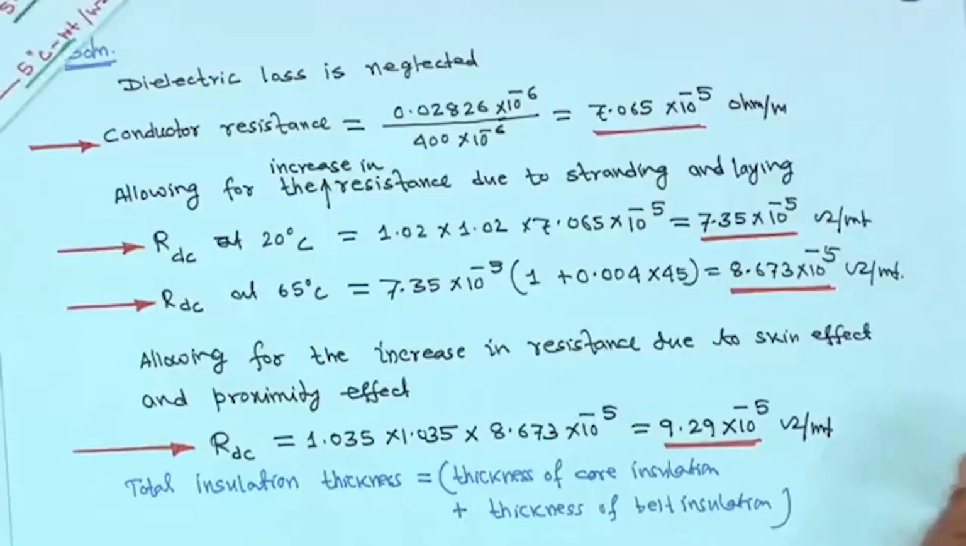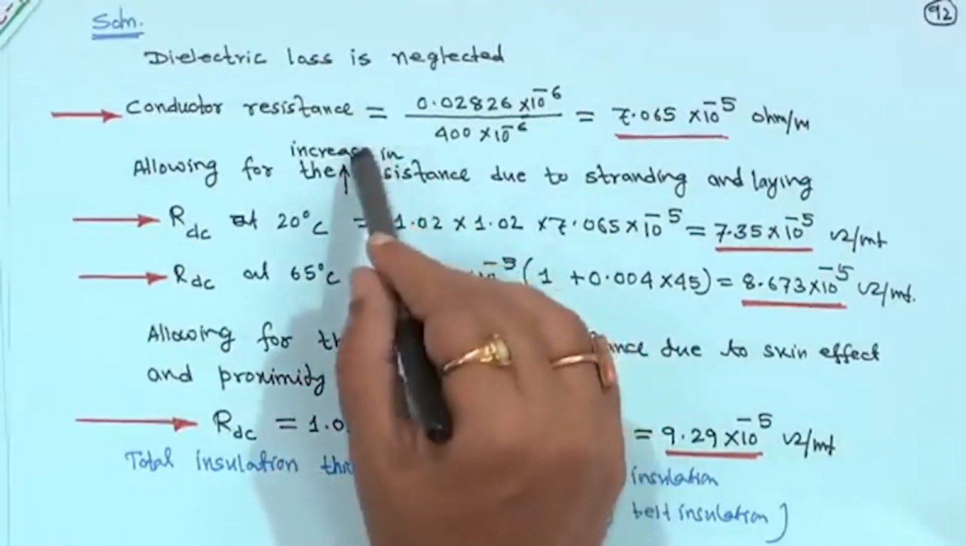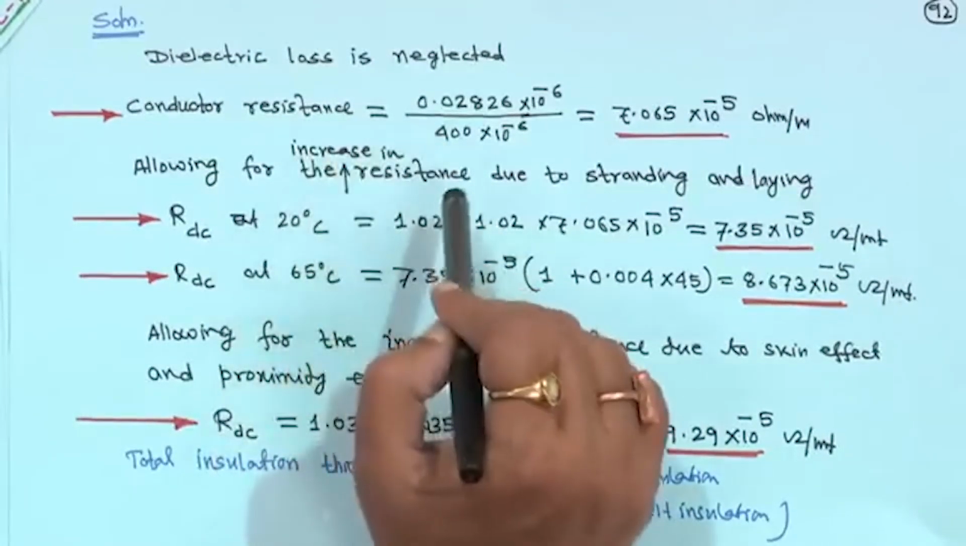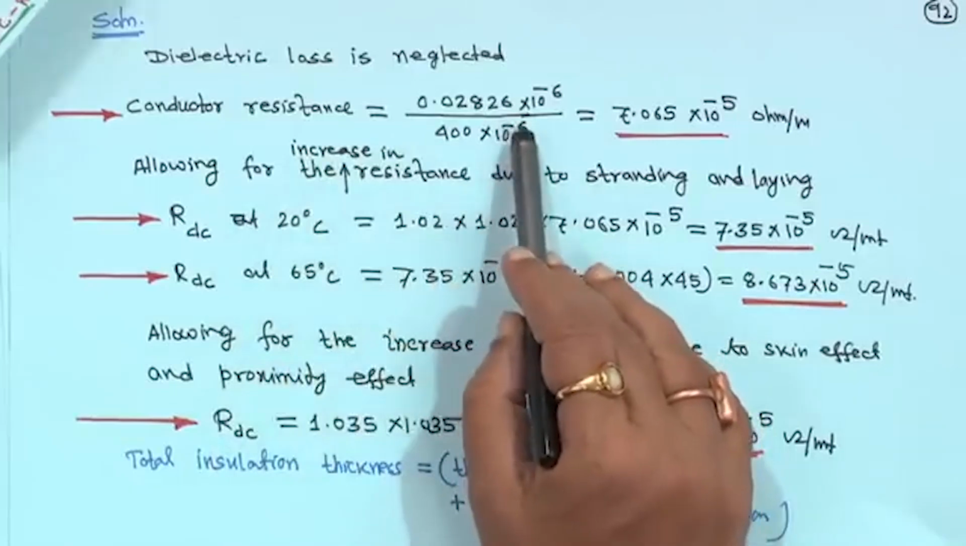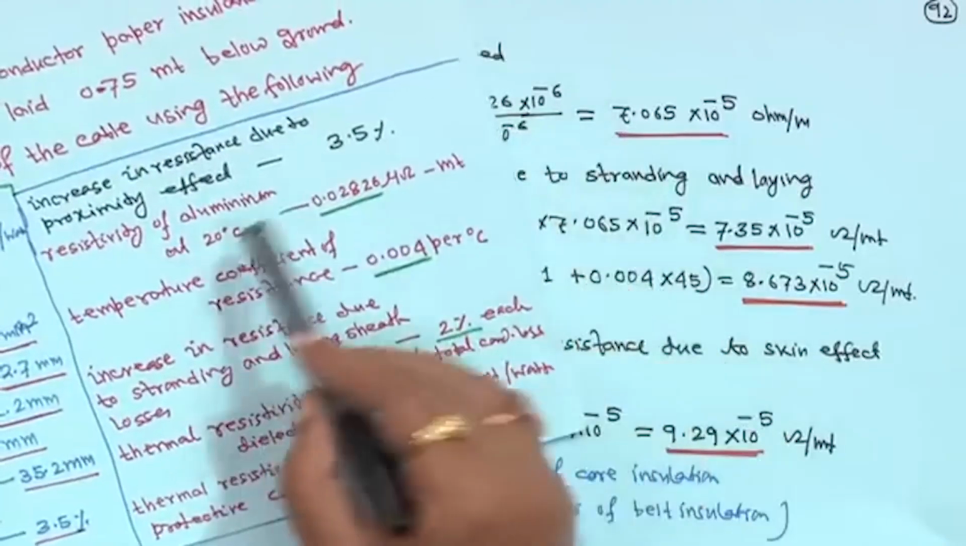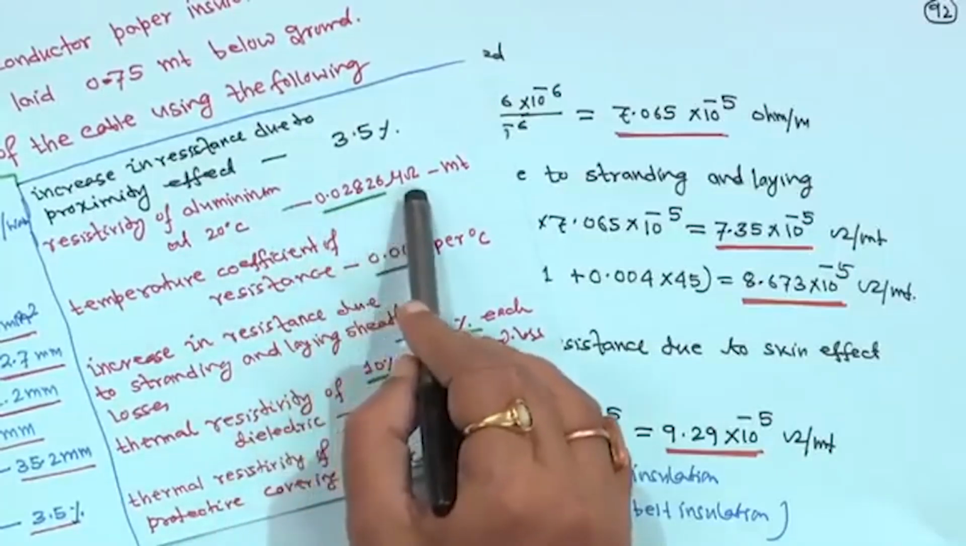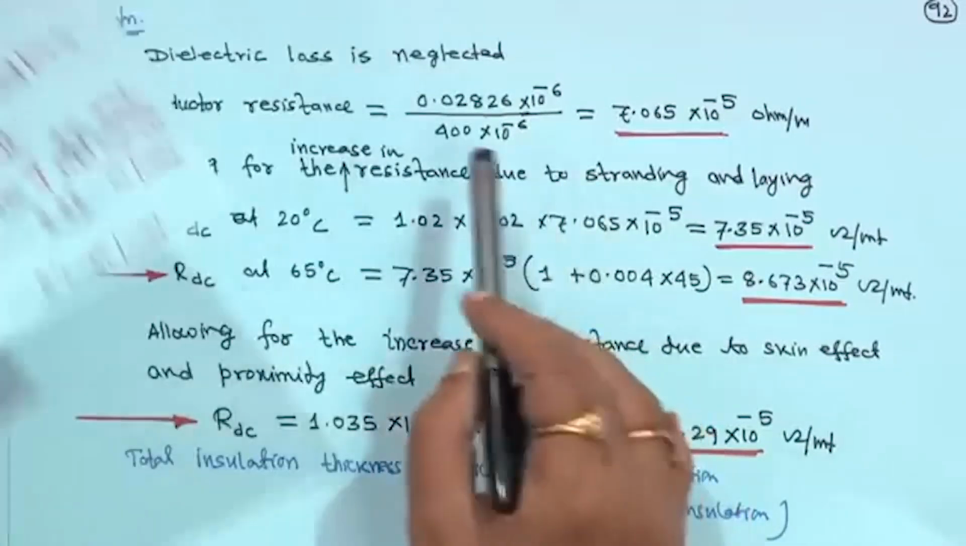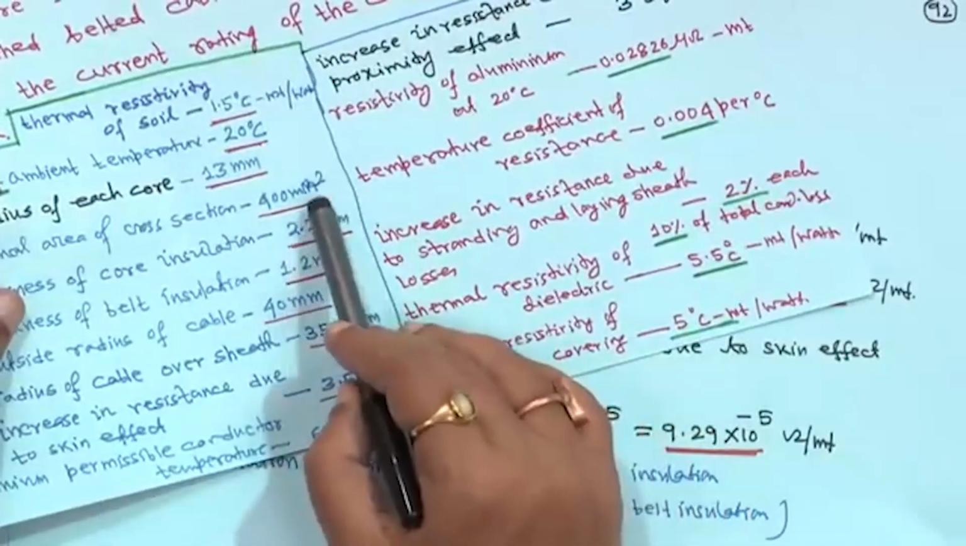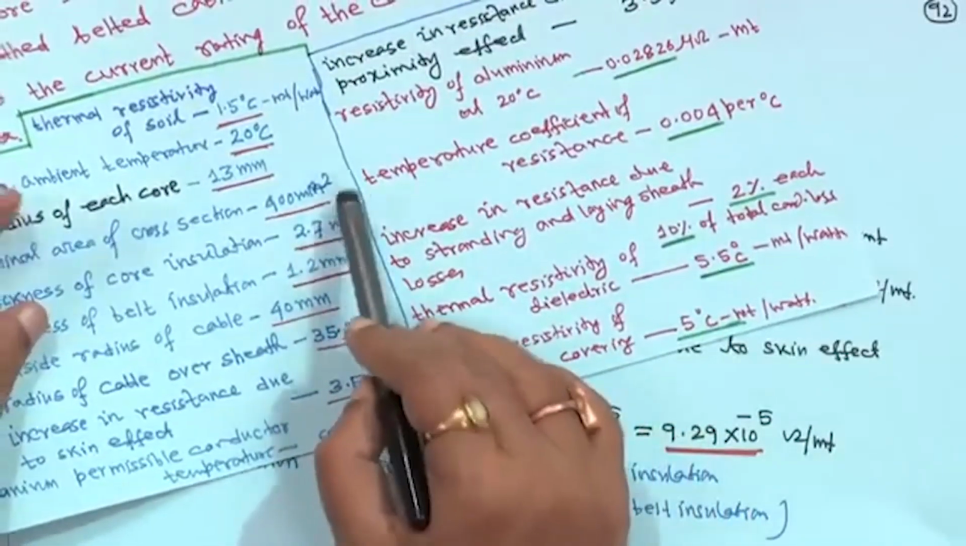So in this case, the dielectric loss is neglected. So, neglect the dielectric loss. Now the conductor resistance, right. The resistivity of aluminum is given as 0.02826 micro ohm meter, this is given, and the cross section also is given, 400 millimeter square.